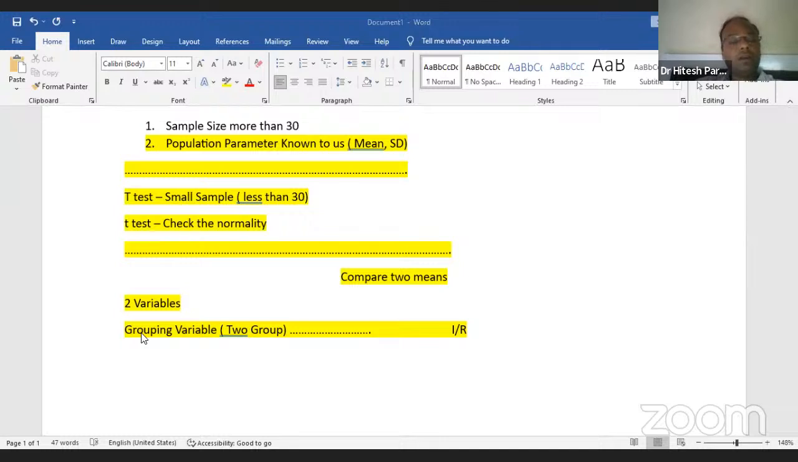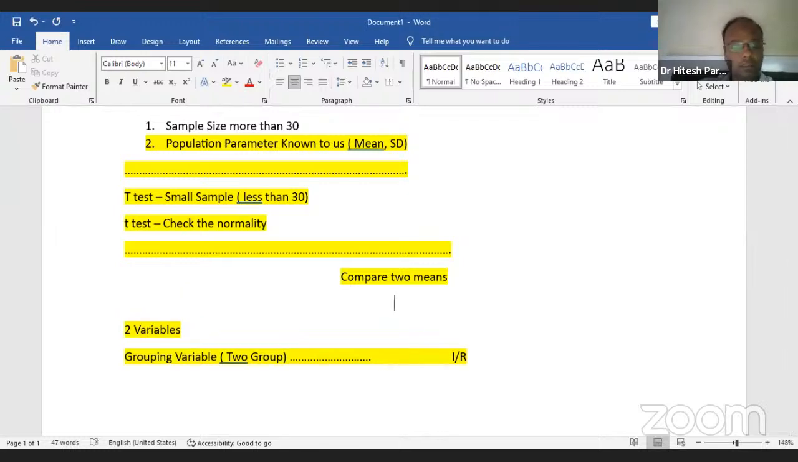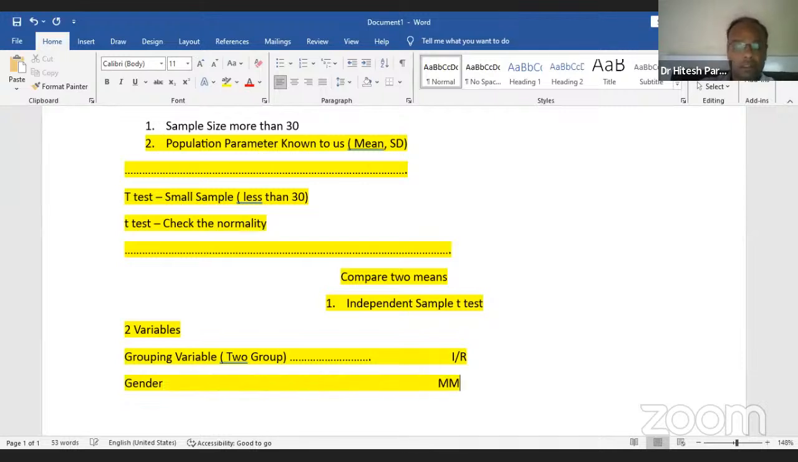So we require two variables. First of all, let us start with the independent sample t-test. For independent sample t-test, we require two variables. Variable number 1 will be a two-group variable. Variable number 2 will be either interval or ratio. Now, just check your data file. The grouping variable here is gender, a two-group variable, and the interval or ratio variable is monthly mobile bill, which is a ratio variable. So in our data set, we are comparing monthly mobile bill across gender.